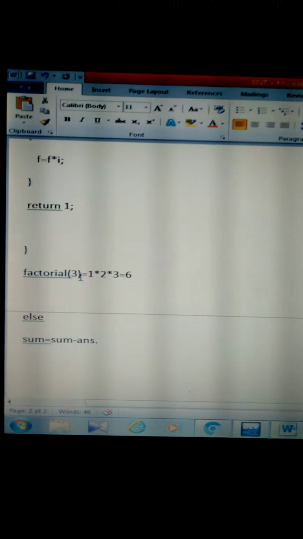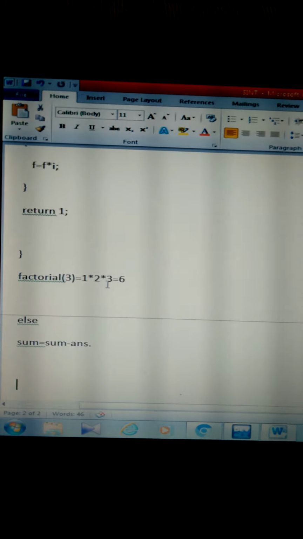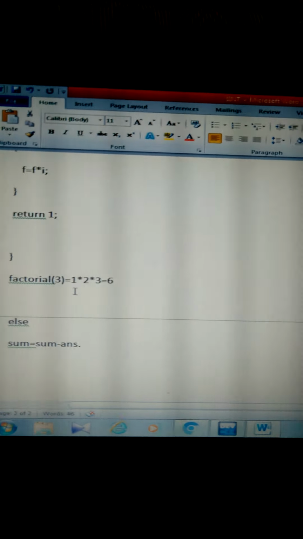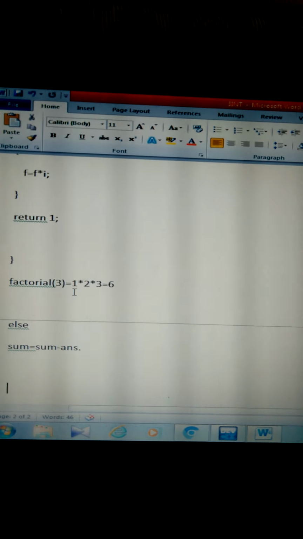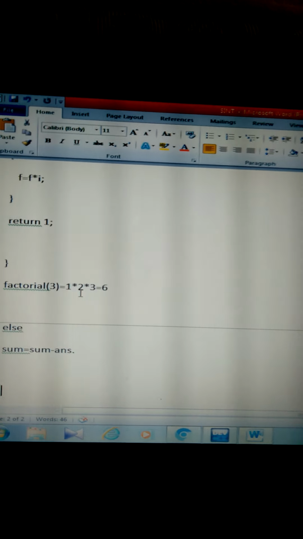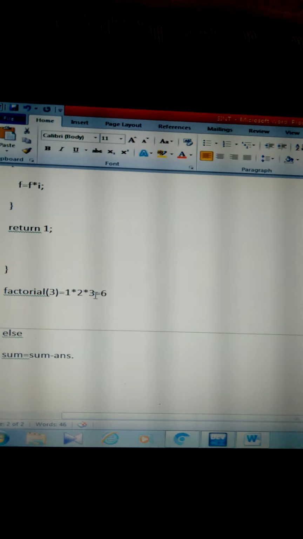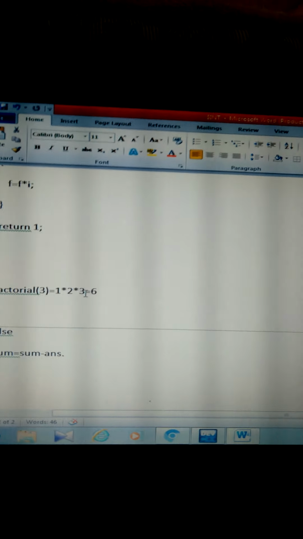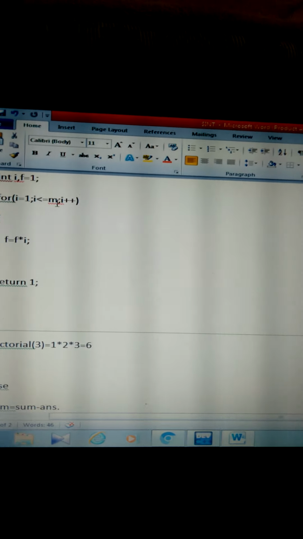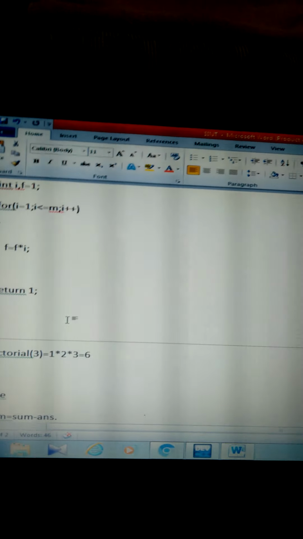See here, for example, we are finding the factorial of 3. Factorial of 3 is equal to 1 star 2 star 3. The initial value, the index of the first element, starts from 1. Then increment by 1, this is 2. Increment by 1, this is 3. Is the condition satisfied now? Here I is equal to 1, I is less than or equal to m. Then the factorial value is 6 here.